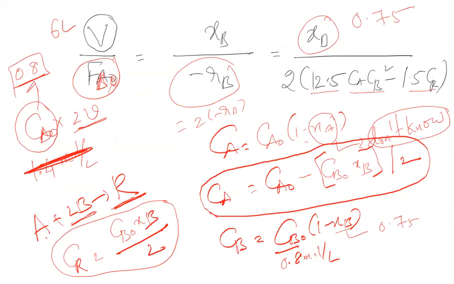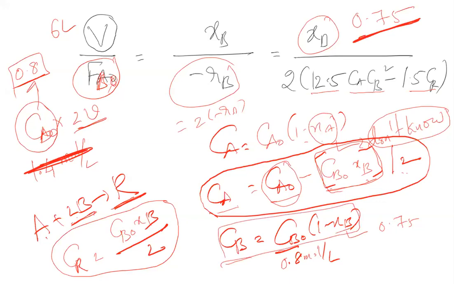Because you don't know the conversion of A: the conversion of B being 75% doesn't mean that the conversion of A is also 75%. Clear? Because the feed is not in stoichiometric ratio. So CA equals CA naught minus CB naught into XB divided by 2. CA is the concentration of A fed minus how much A reacted, and how much A reacted is how much B reacted divided by 2. And CB is CB naught into 1 minus XB.